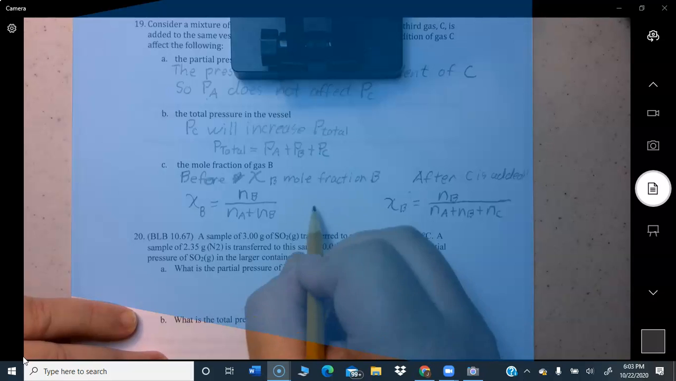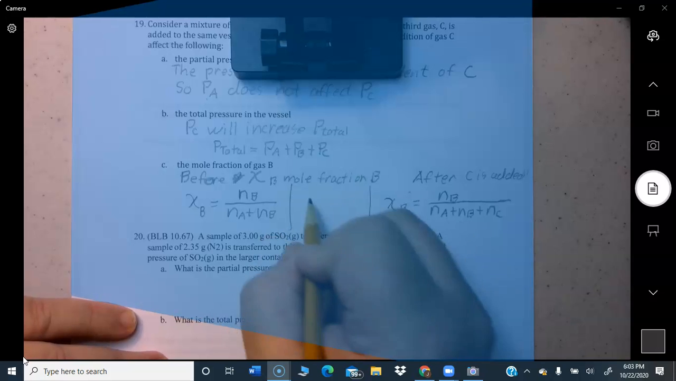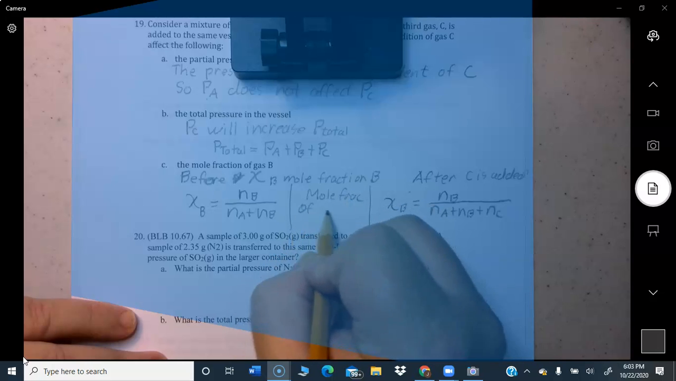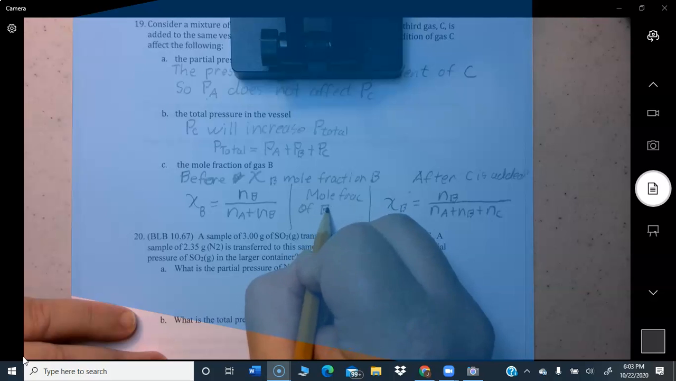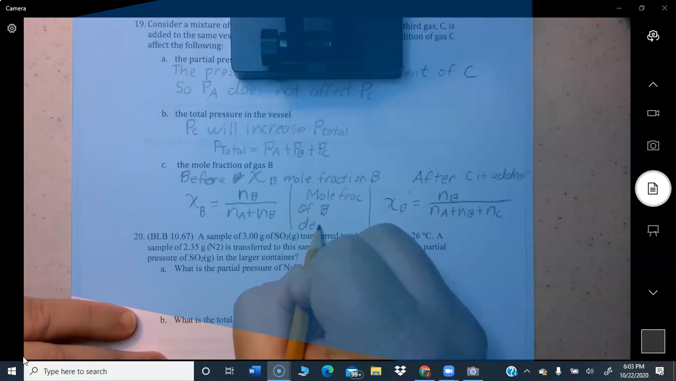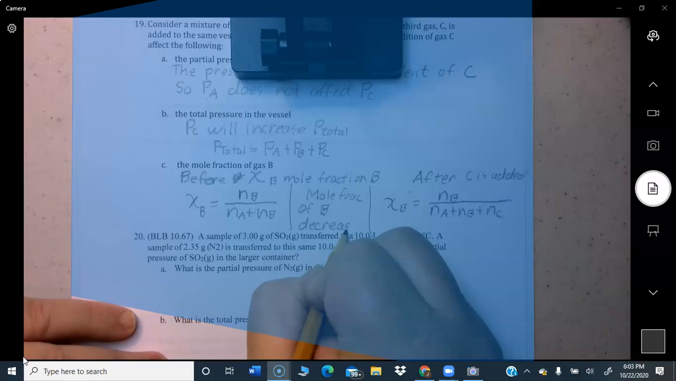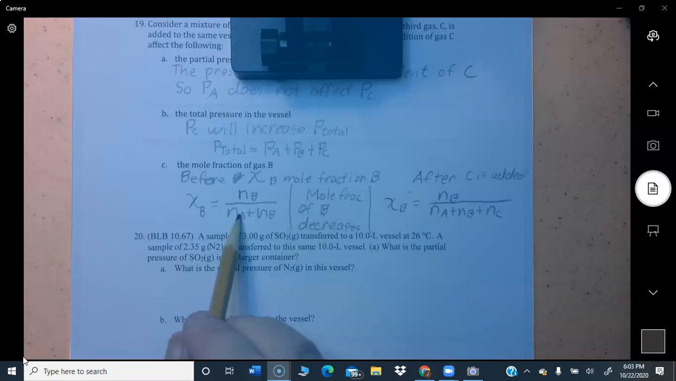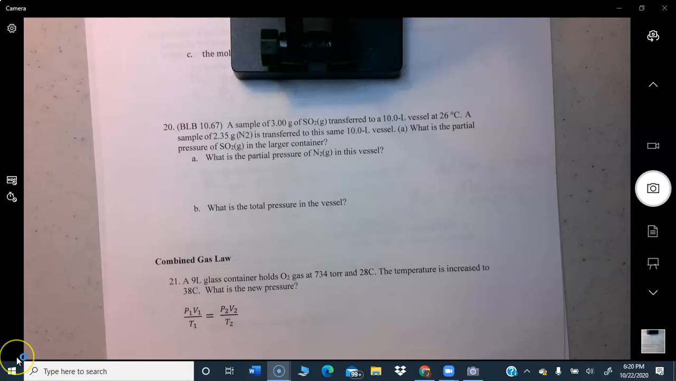So the mole fraction of B decreases because that denominator increased when you added C. So it's a smaller fraction than that would be. Okay, let's go ahead and move on.